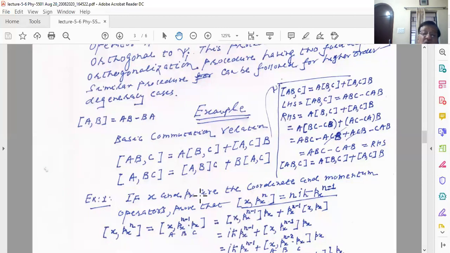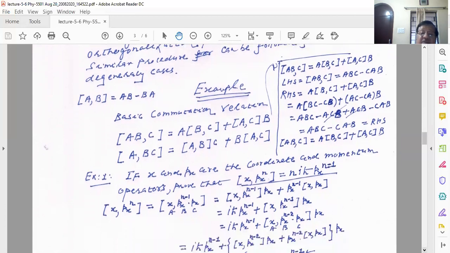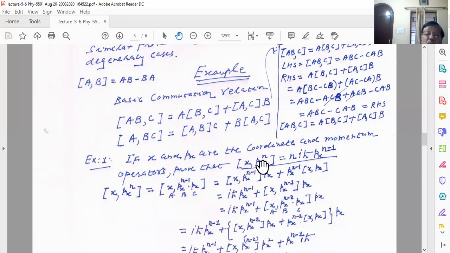Now what we want to prove is the commutator of x with px raised to n. Look at this, the commutator of x with px raised to n. You want to prove that the commutator of x with px raised to n is always given by n times i h cross px raised to n minus 1. This we want to derive. So this law also you have to remember.